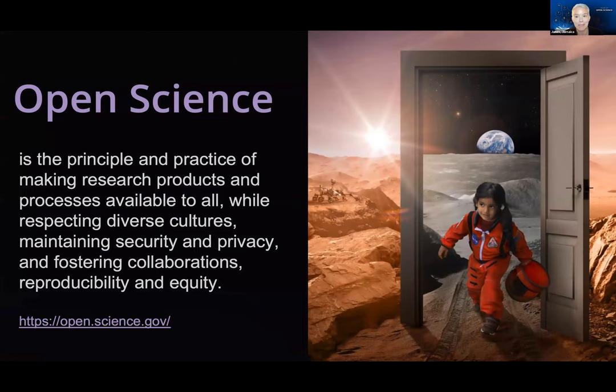Open science is the principle and practice of making research products and processes available to all, while respecting diverse cultures, maintaining security and privacy, and fostering collaborations, reproducibility, and equity. You'll note that this definition really embeds those commitments to equitability, to reproducibility, and a respect for a diverse array of knowledge types and sources.